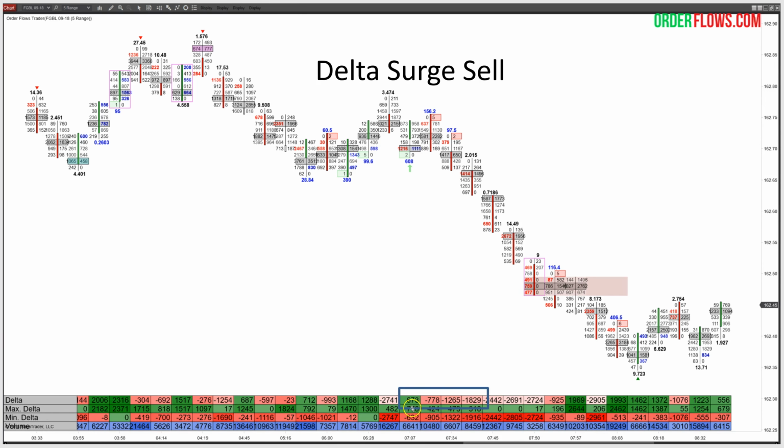Again, 673, then minus 778, minus 1265, minus 1829. And what happens? Even over the next several bars, it still continues in that trend. Minus 2442, minus 2691, minus 2724. As we sell off from what is that, 162.60 area all the way down to 162.40. This is in the Bunds.